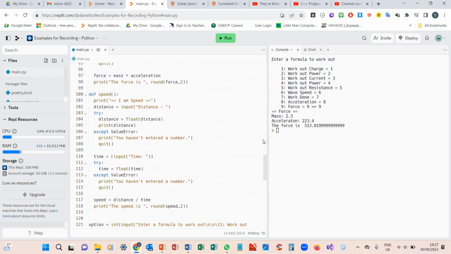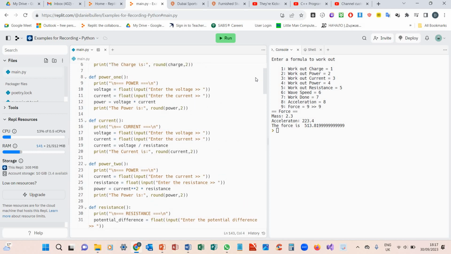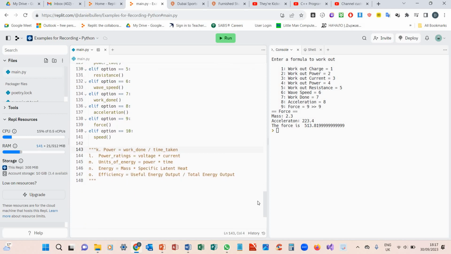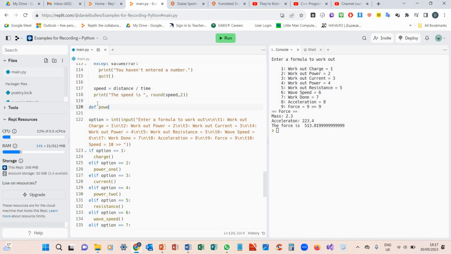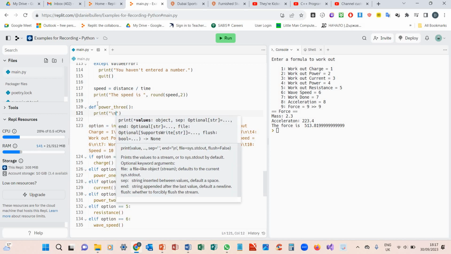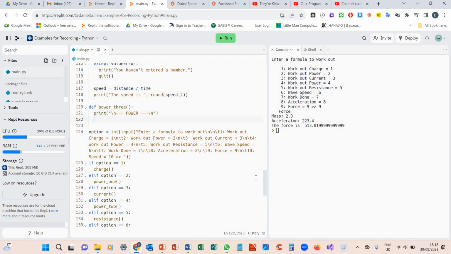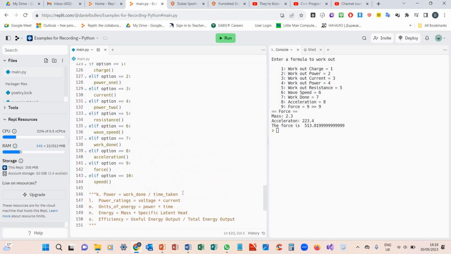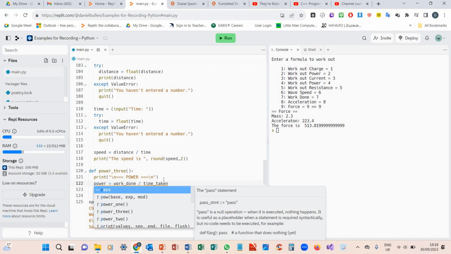So, let's see, we might already have power worked out. Power, we've already got voltage times current, voltage over resistance. Yes, there's another power unit. So we would need def power 3. Then you're going to print power. And then power is essentially work done divided by the time taken. Okay? So that is essentially what we want.